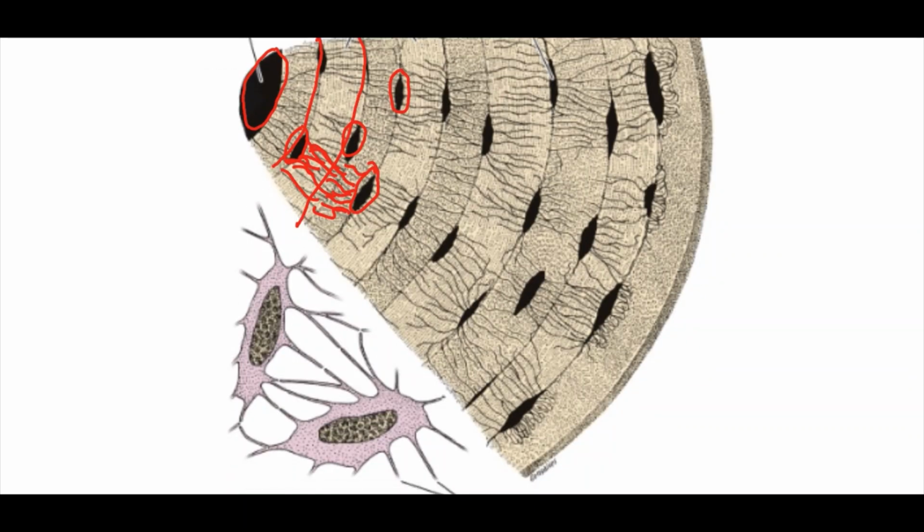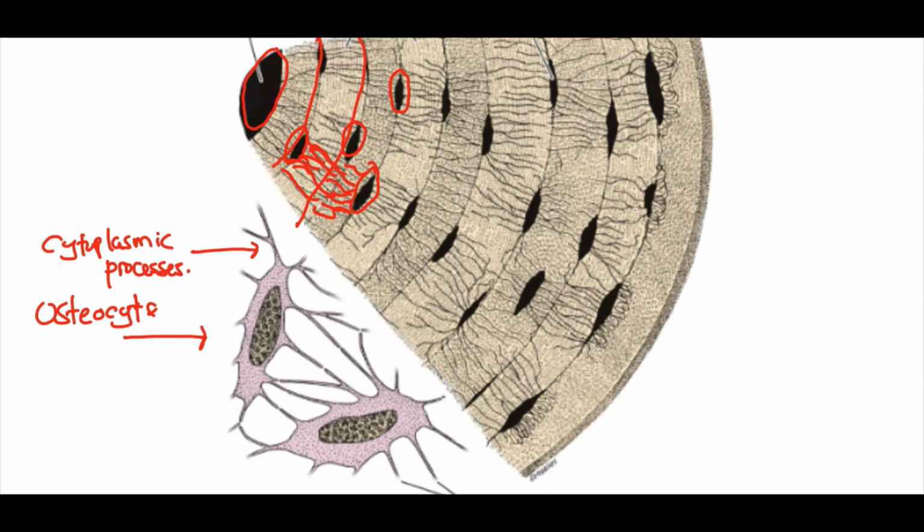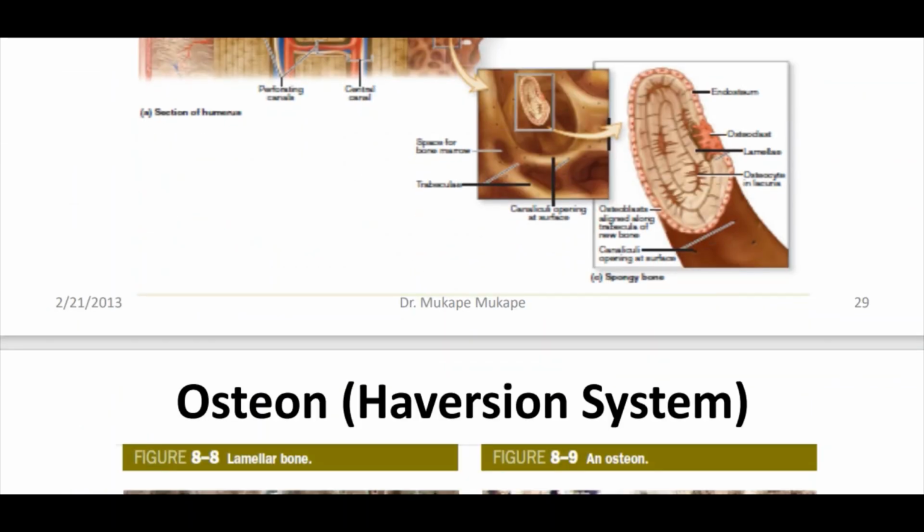This diagram here is just showing you the osteocyte. This osteocyte has these cytoplasmic processes. The cytoplasmic processes are meeting together. This is what we call the gap junctions. That is very important for you to know and to appreciate. All right, so this is what we've been talking about.